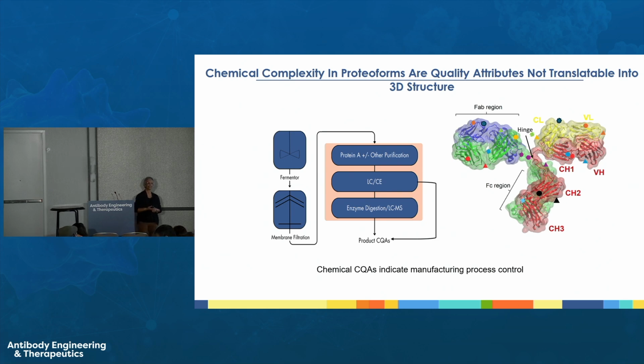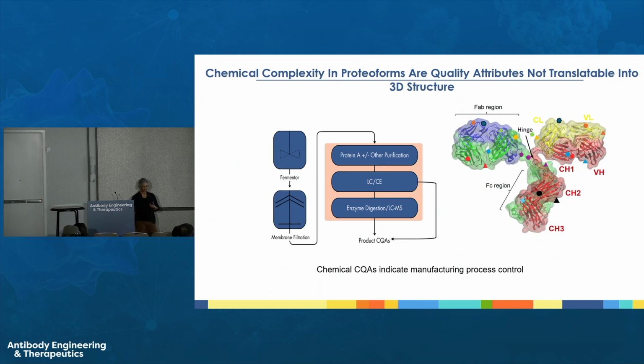They analyze the peptides by LC-MS, and then what they get is a laundry list of chemical structures that are present in the molecule, in the population of proteoforms. These are what they call chemical critical quality attributes. And basically all that they indicate is manufacturing process control. Because a lot of the post-translation modifications happen as a result of the environment in the fermenter, and that's what the chemical quality attributes would indicate.